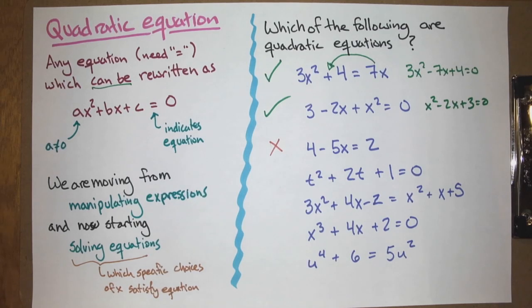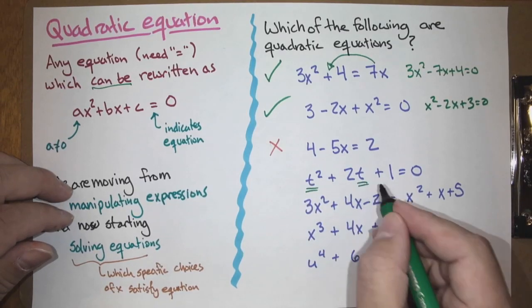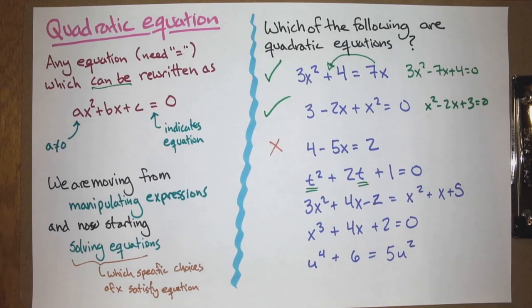t squared plus 2t plus 1 equals 0. Is this a quadratic? Yes. Now here, don't be caught up by that we introduced t's. We can change symbols. Techniques don't change. And the ideas don't change.